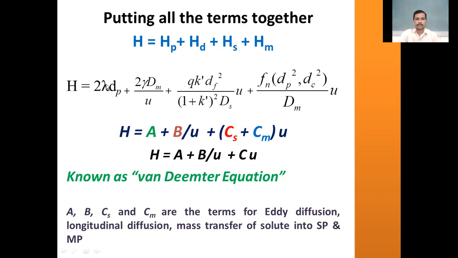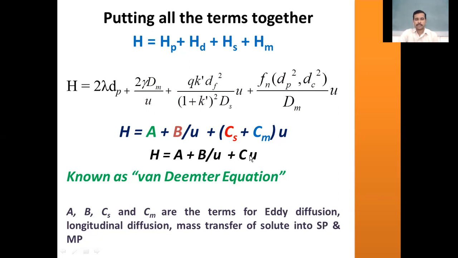So in the next step, let me write 2λ dp as A, 2γ Dm as B, and q k' df² divided by (1 + k')² Ds as Cs, and a function of dp² into dc² divided by Dm as Cm. You will get a new equation: H is equal to A plus B by u plus Cs into u plus Cm into u.